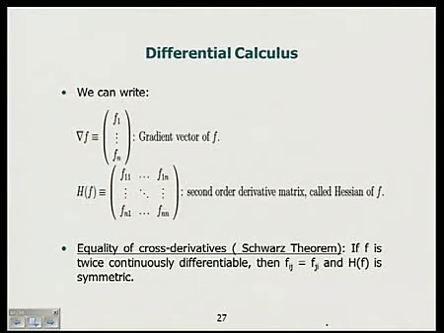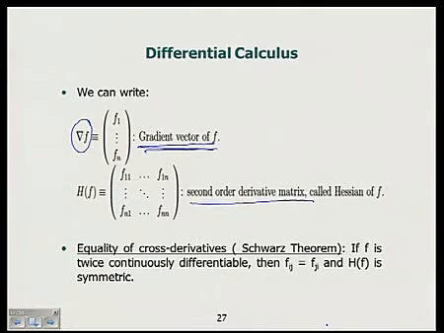We can now write an important element that we call the gradient vector of f. The gradient vector of f is a column vector formed by all the first derivatives of our function, f1 till fn. And the second order derivative matrix is called the Hessian matrix of f. This is the symbol f11 till f1n, then fn1 till fnn.